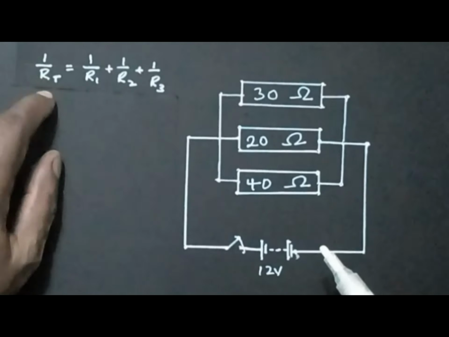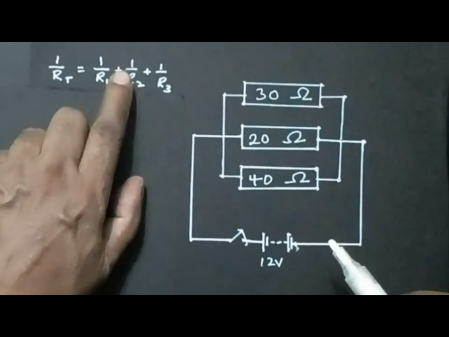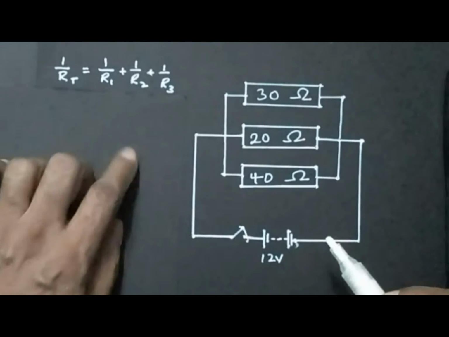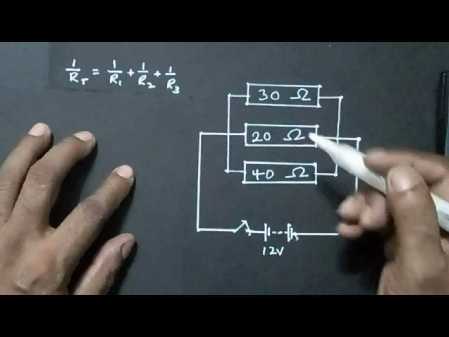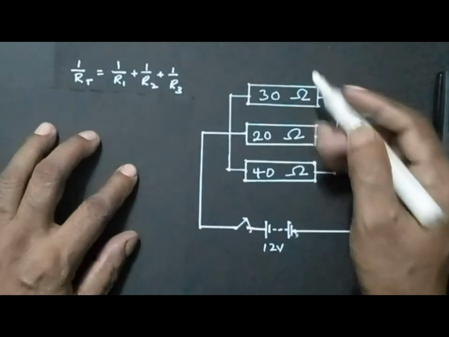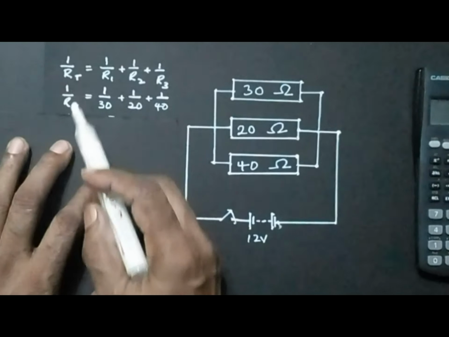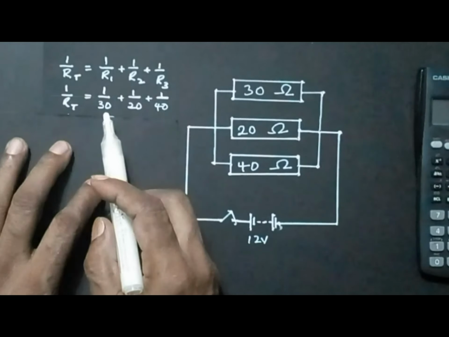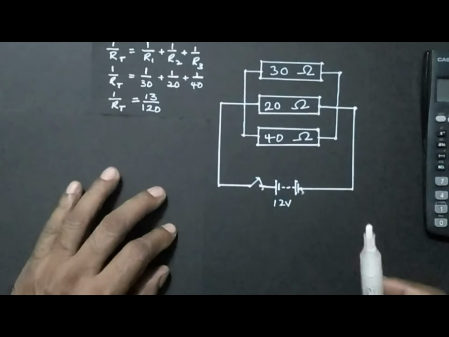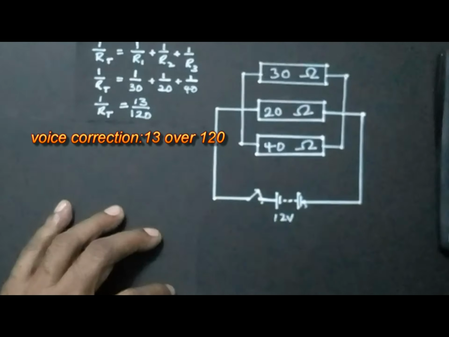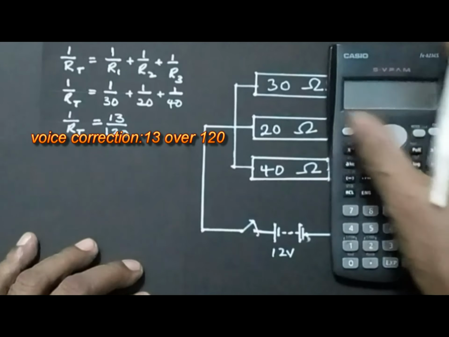Well, we know 1 over R total is equal to 1 over R1 plus 1 over R2 plus 1 over R3. Now, any one could be R1, R2, or R3, but we can let this one here be R1, that one R2. So we have 1 over R total is equal to 1 over 30 plus 1 over 20 plus 1 over 40. And so we get 1 over R total is equal to 13 over 120. So let's see how that is done.